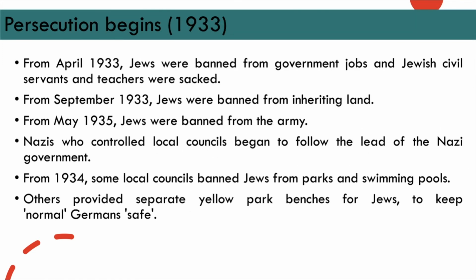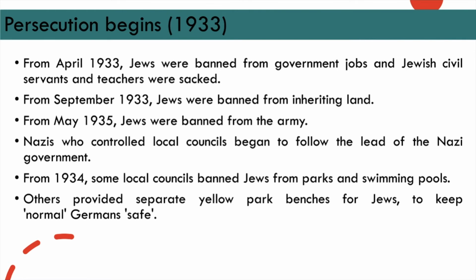From April 1933, Jews were banned from government jobs and Jewish civil servants and teachers were sacked. From September 1933, Jews were banned from inheriting land. From May 1935, Jews were banned from the army. Nazis who controlled local councils began to follow the lead of the Nazi government.